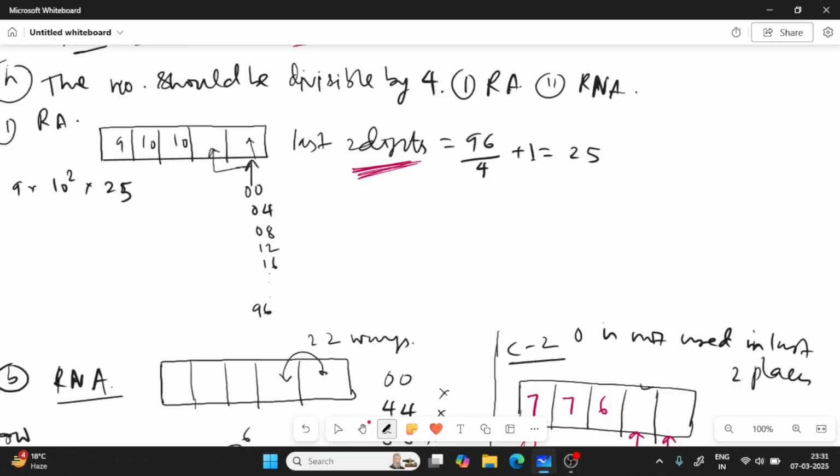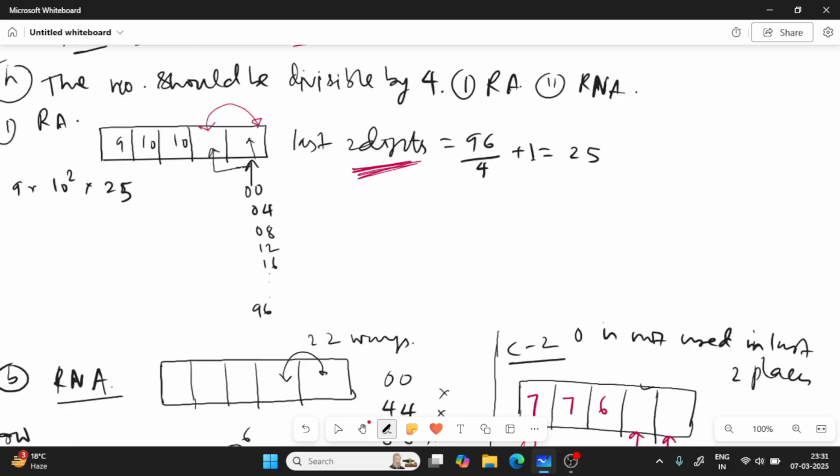So we have to fill the last two places using those digits which are divisible by 4. So what are those? 00, 04, up to 96. How many are there? 96 divided by 4 plus 1, that is 25. So the last two places can be filled in how many ways? In 25 ways.